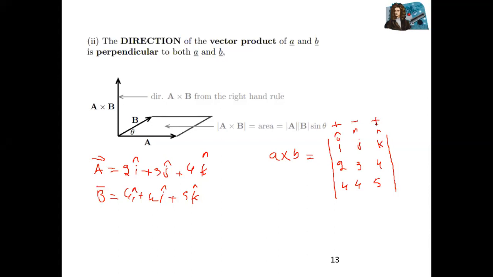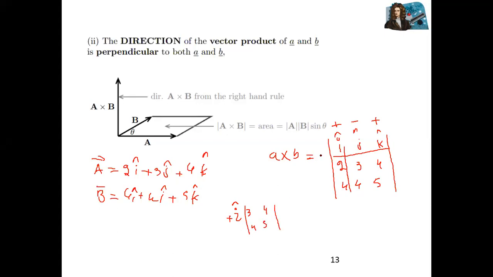is plus. So first we have I, but take the positive value. Now you can see this I is present in the first column, and I is also in the first row. So if you cancel the first column and first row, what will be the result? What is remaining? The remainings are 3, 4, and 4, 5.